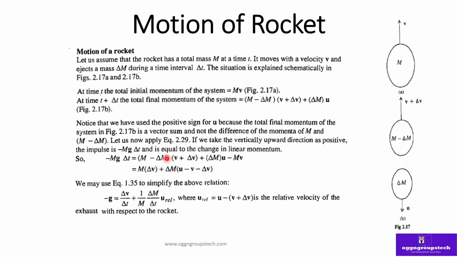So we'll open the bracket. The terms mv and mv get cancelled out, and we'll just write down the remaining terms: m into delta v plus delta m into u minus v minus delta v. Now we'll use the equation which we have learned in chapter number 1, that is 1.35, to simplify the above expression. So now we will solve the above expression.